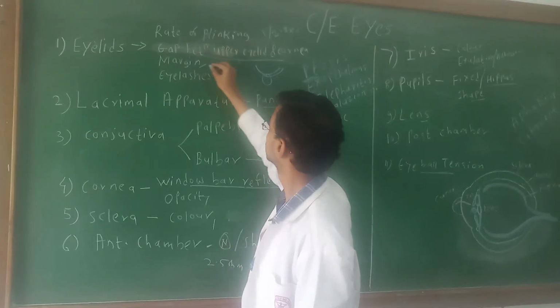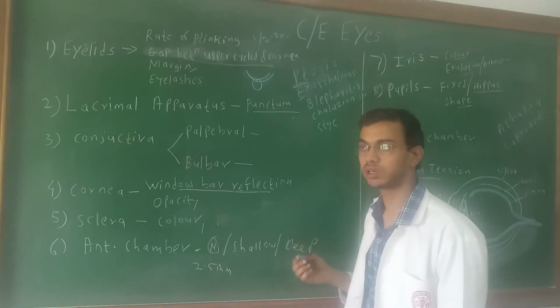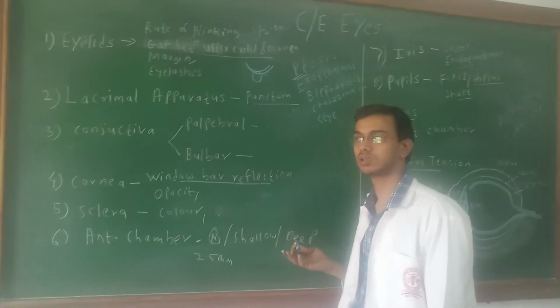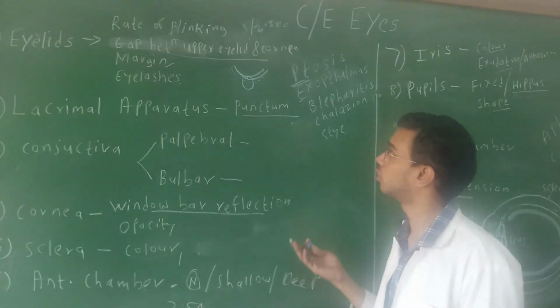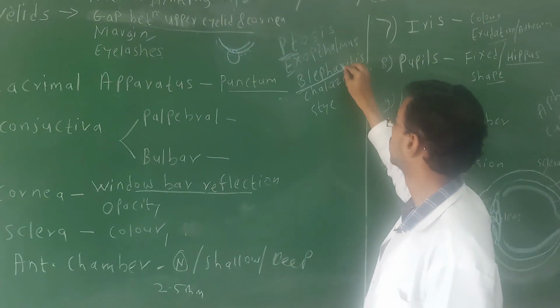Then the lid margin. These are the lid margins. They can be thickened and reddish in case of inflammation of the eyelid, which is called blepharitis. That is inflammation of the eyelid.